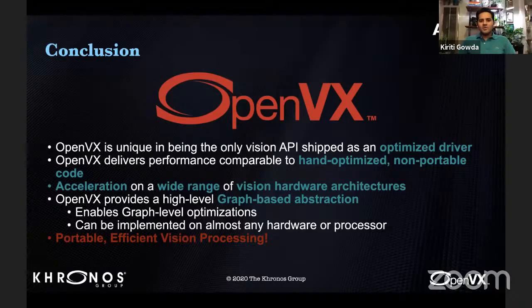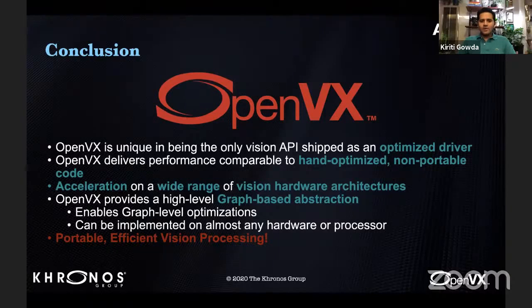You want to make sure that you use whatever resources you have to make sure that you're getting the best APIs in your application. So as a developer, I always look at what APIs I need to use in my application. And OpenVX fits right in my computer vision and machine learning application, because one, it's optimized, it's portable, it's supported on many platforms and across OSs. So these kind of things are given free to me. So why not use it in my application? Like I said, OpenVX is unique in being the only vision API shipped as optimized driver.